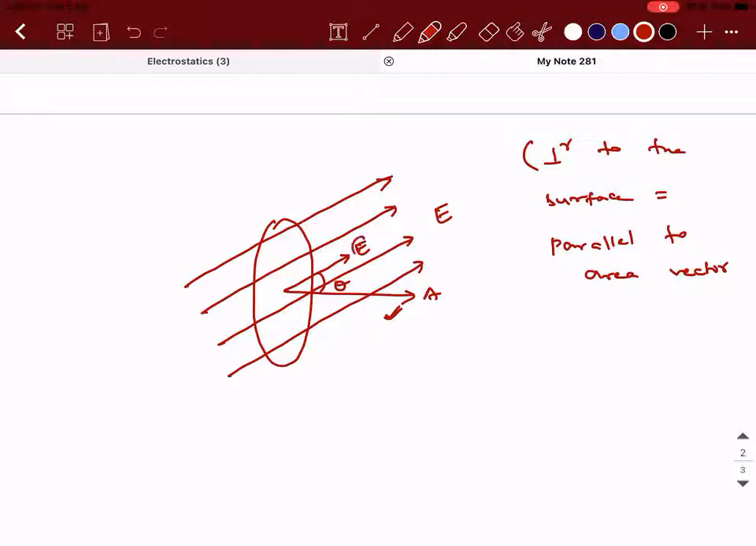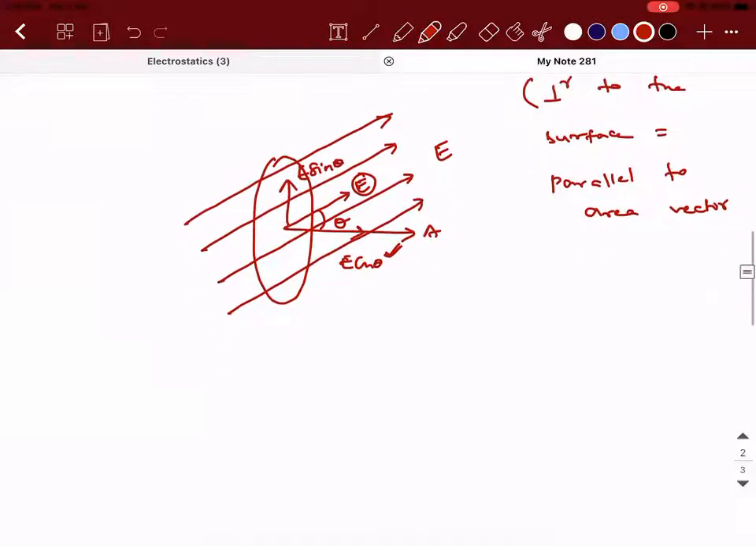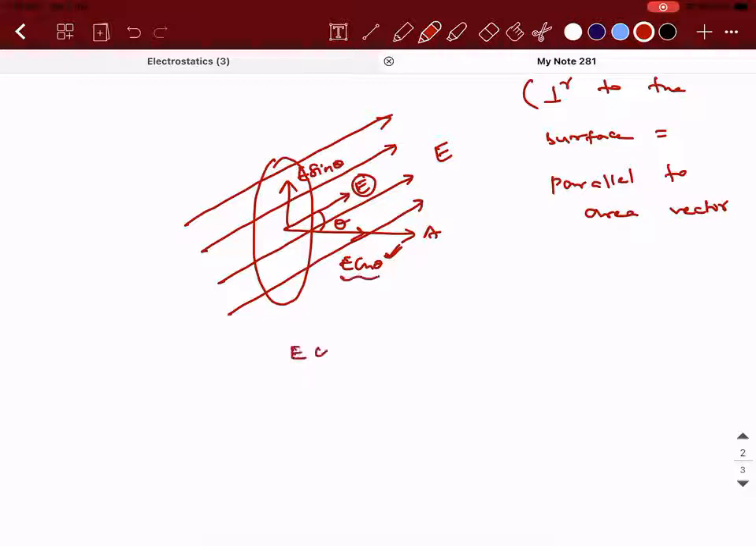So E vector is like this, meaning E can be resolved into two components. What are they? E cos theta and E sin theta. Correct? Then which component is in the direction perpendicular to the surface? E cos theta. So if you take the product of E cos theta and the area vector, this is what is called electric flux.